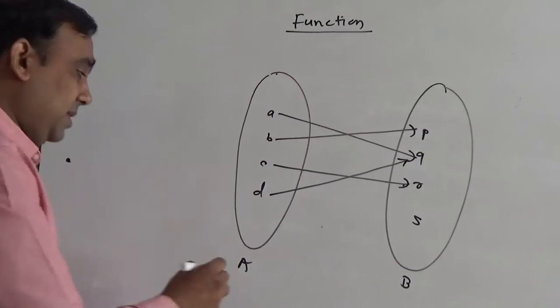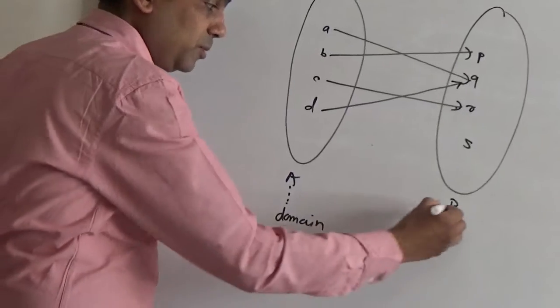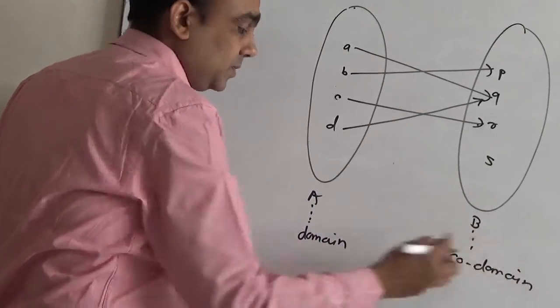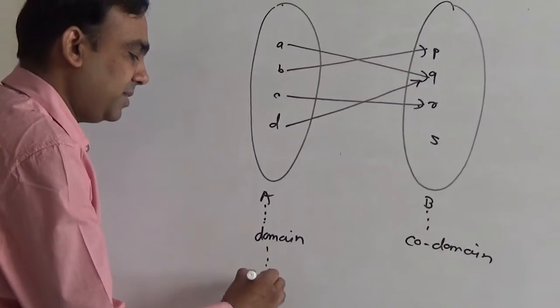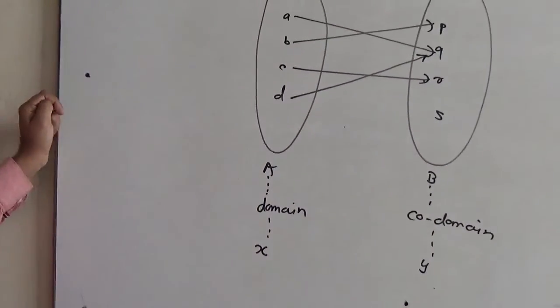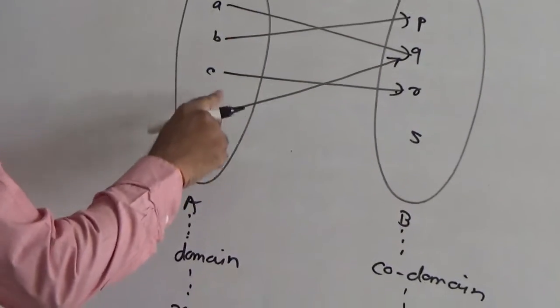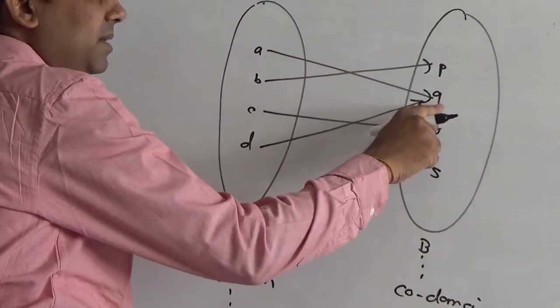Why? This first set is known as the domain. This is known as the codomain. Now we have a relation from domain to codomain. Generally in mathematics, this is our x and this is our y. So here what is happening? For every member in the domain, we have a particular member only, a single member, in the codomain.